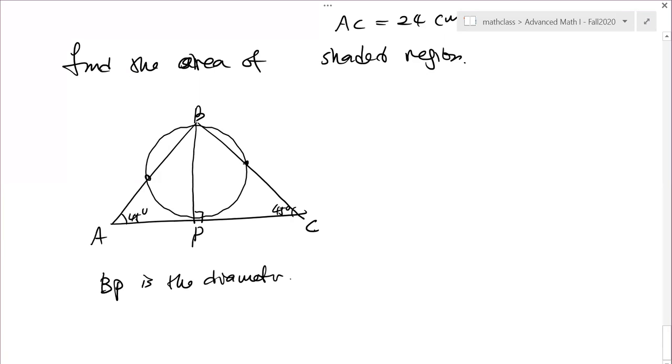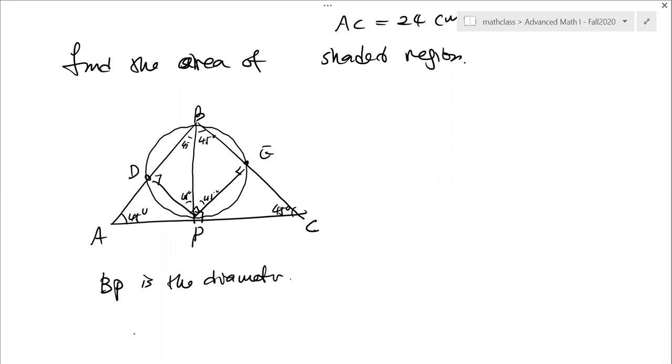So that implies D and the E. If we connect them, this angle must be 90 degrees, right? We use a property, and this angle must be 90 degrees too, right? So since here must be 45 degrees, and this must be 45 degrees, this must be 45 degrees. Therefore, this is also a right angle.